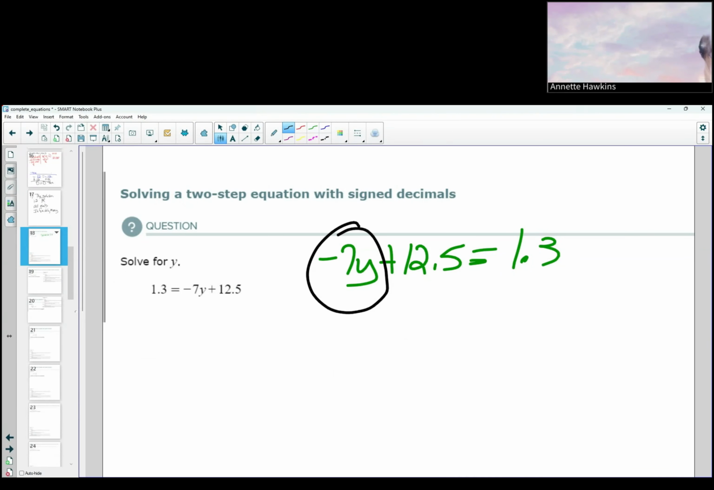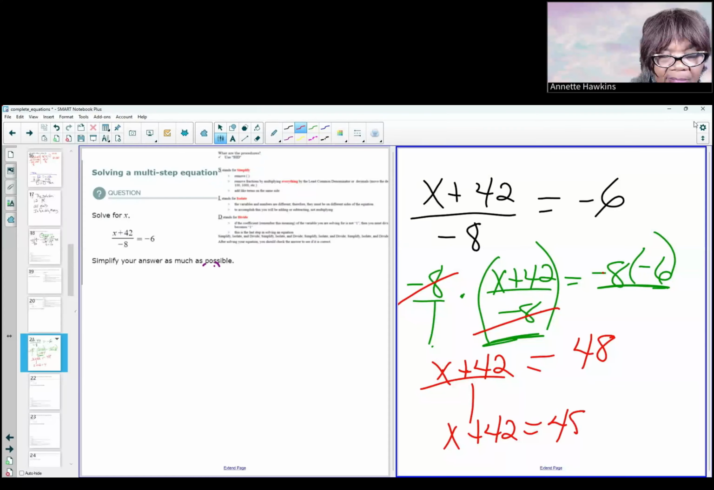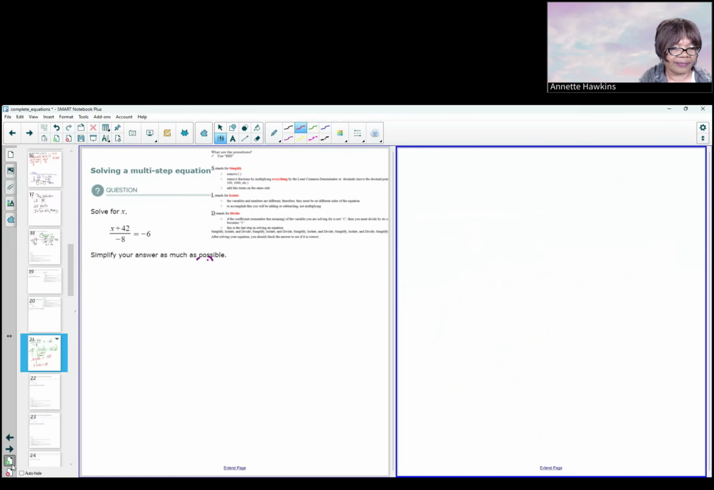Now, we already know how to multiply fractions. This is a fraction. This is a fraction. If we can reduce along the diagonals, we need to do that. So these cancel. And we're left with x plus 42 over 1 equals negative times a negative is a positive. Now, x plus 42 over 1 is x plus 42. And so now we just solve this equation.